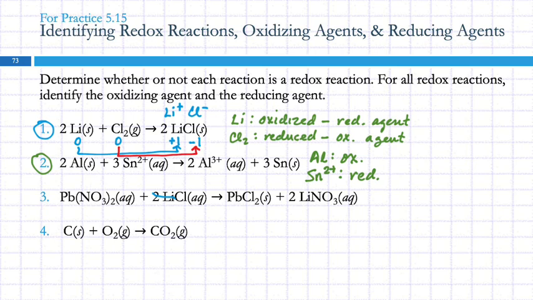So if aluminum is being oxidized, what kind of an agent is it? Reducing. It's a reducing agent. And then tin 2+, because it's being reduced, must be an oxidizing agent. So the states don't help us at all? Like the state that they're in, state of matter? No. Solid, aqueous, that plays no part in this.